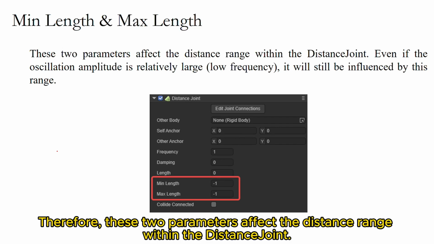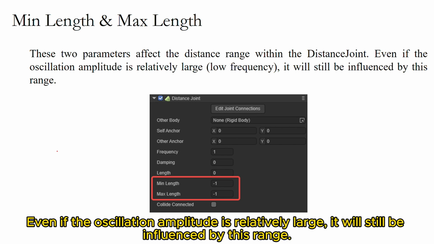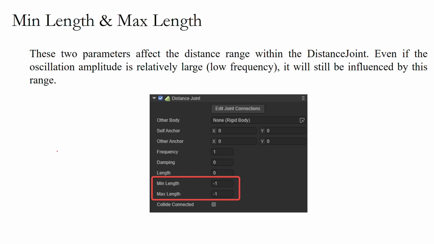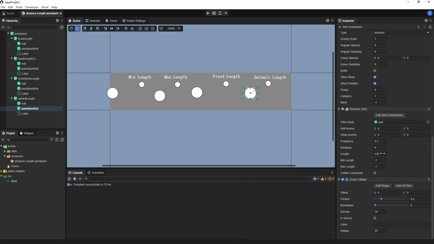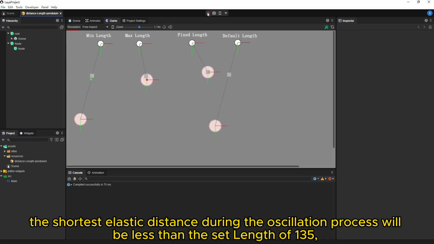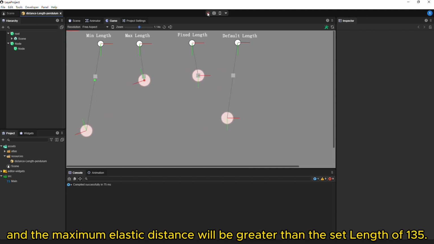Therefore, these two parameters affect the distance range within the distance joint. Even if the oscillation amplitude is relatively large, it will still be influenced by this range. For example, if the frequency is set to 0.3 and the length is set to 135, and the min and max lengths are not set, the shortest elastic distance during the oscillation process will be less than the set length of 135, and the maximum elastic distance will be greater than the set length of 135.